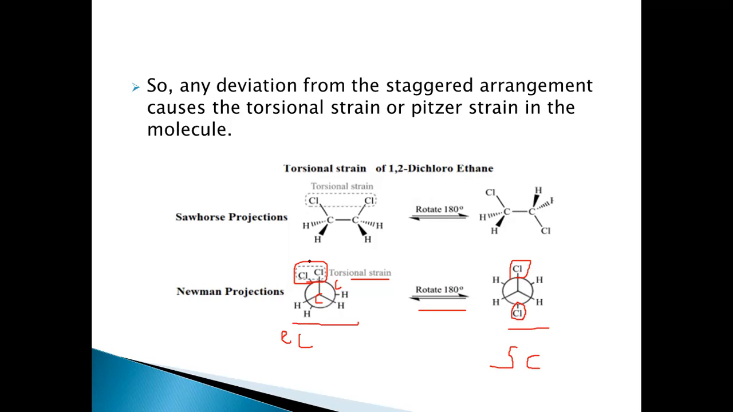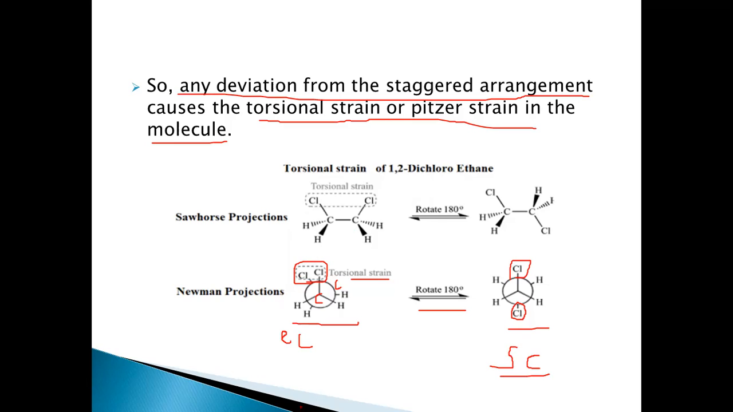So we can now explain this torsional strain as any deviation from the staggered conformation, or the staggered arrangement of a molecule, will result in torsional strain, which is also called Pitzer strain in the molecule. So any deviation from this staggered conformation, and this is the staggered conformation, will result in this torsional strain here.